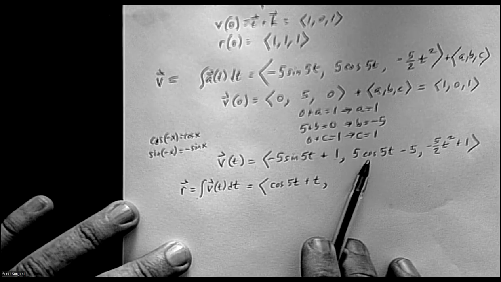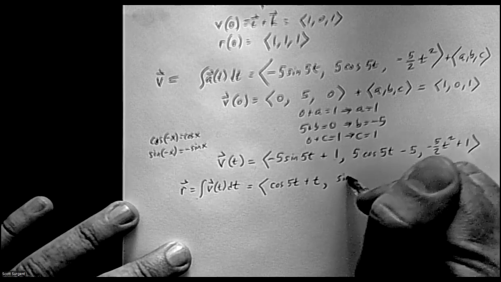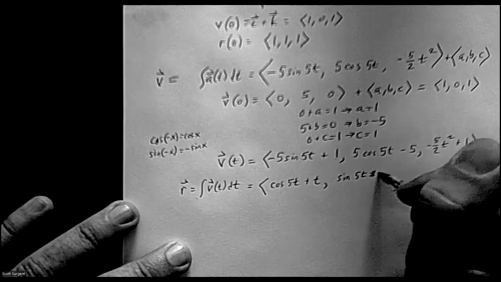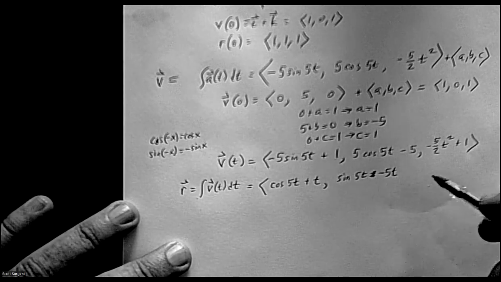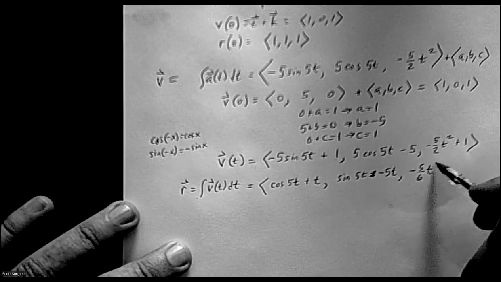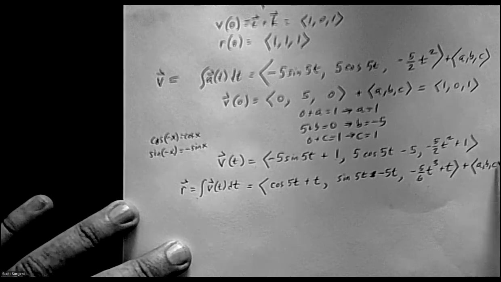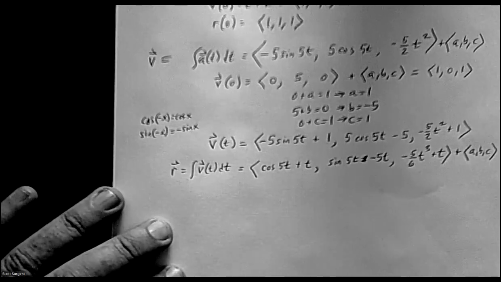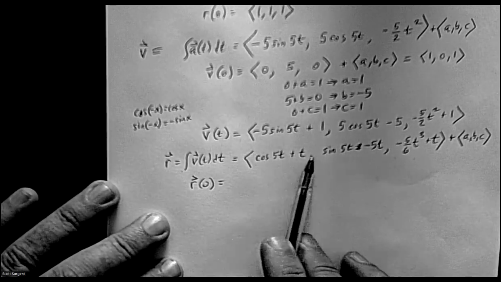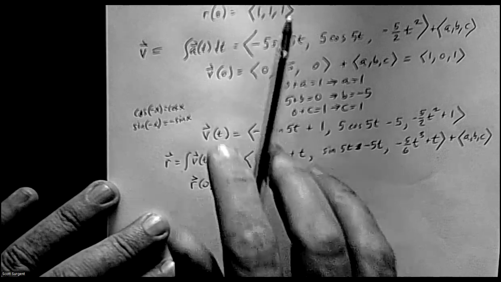Cos integrates to sine. The 1/5 will take care of that 5. So we'll just have sine of 5t minus 5t from this negative 5. Then I have to do this integration. That's going to be negative 5 over 6 t cubed plus t. And I'll just reuse letters A, B, and C again, since why not. And I know that when I'm at 0, I plug in my zeros for all of these, and I'm supposed to get this value up here, the 1, 1, 1.